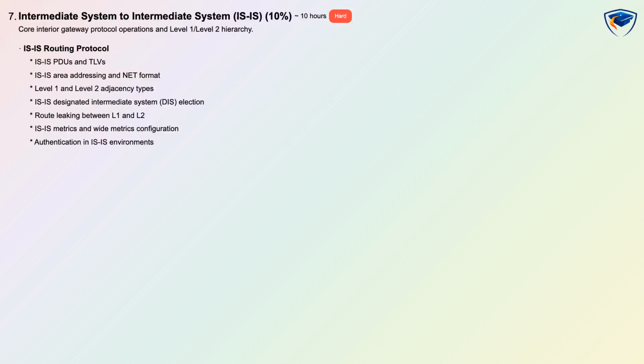IS-IS is 10% of the exam and rated hard with roughly 10 hours of study and conceptual plus scenario-based assessment. You will cover PDUs and TLVs, area addressing and NET format, and the Level 1 and Level 2 hierarchy and adjacency types. Key topics include DIS election, route leaking between L1 and L2, wide metrics configuration, and authentication in IS-IS networks.